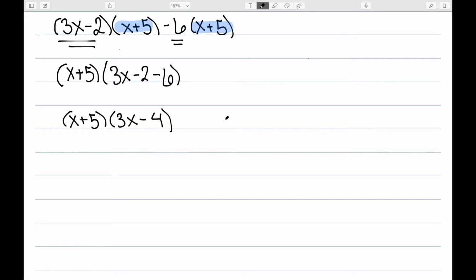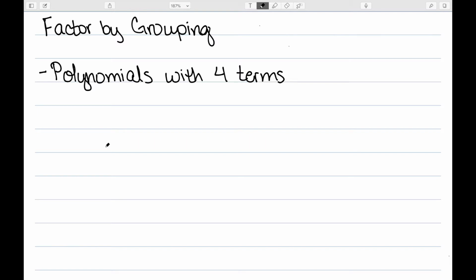And while this seems like a really strange thing to do, it does help us with our next type of factoring, which is factoring by grouping. Factoring by grouping is a method for polynomials with 4 terms. The idea is that we're going to pair the terms. We're going to look at the first 2 terms, then we're going to look at the last 2 terms, and we factor each of those. So let's do some examples.